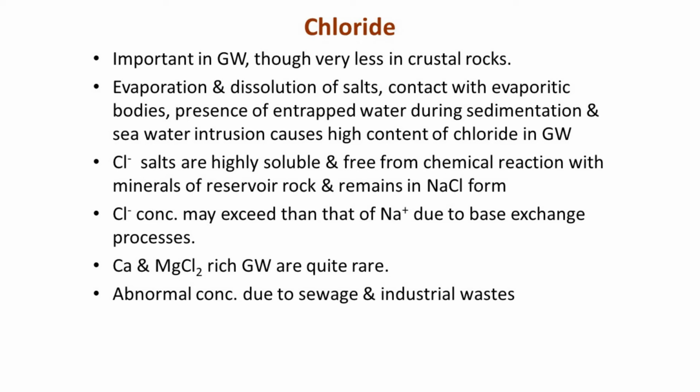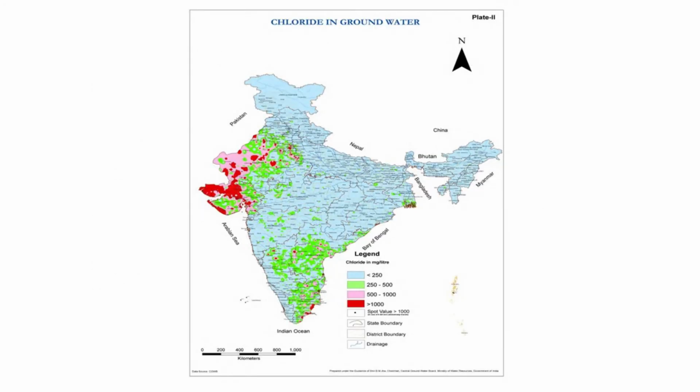The chloride salts are highly soluble and free from chemical reaction with minerals of reservoir rocks and remain in NaCl form. However, the chloride concentration may exceed that of sodium due to the base exchange processes. Calcium and magnesium chloride rich groundwaters are quite rare. The abnormal concentration of chloride in groundwater may be due to sewage and industrial wastes. This diagram shows the presence of chloride in the groundwater in different parts of our country.